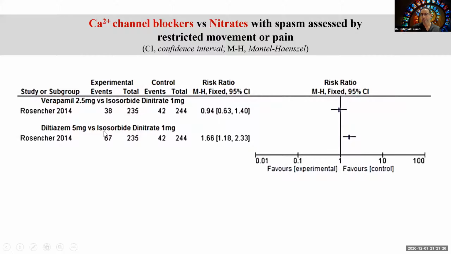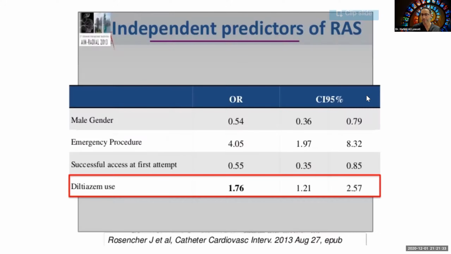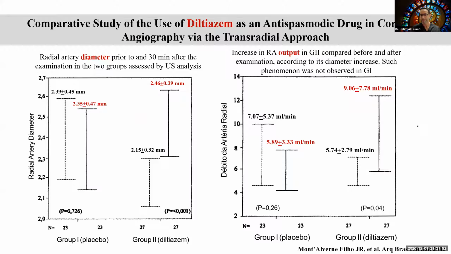And nitrates were superior to diltiazem at the dose of 5 milligrams. And this we've already seen in the SPASM 3 study. In fact, the SPASM 3 study has identified the use of diltiazem as an independent predictor of the increase in the risk of radial artery spasm, in comparison to the other risk factors like male gender, the emergent nature of the procedure, and multiple attempts at puncturing the radial artery.